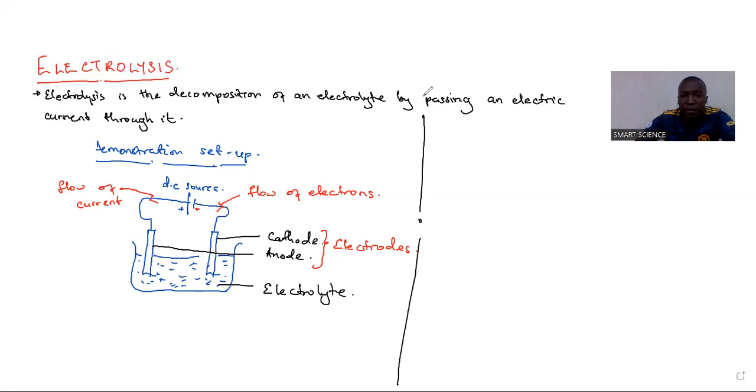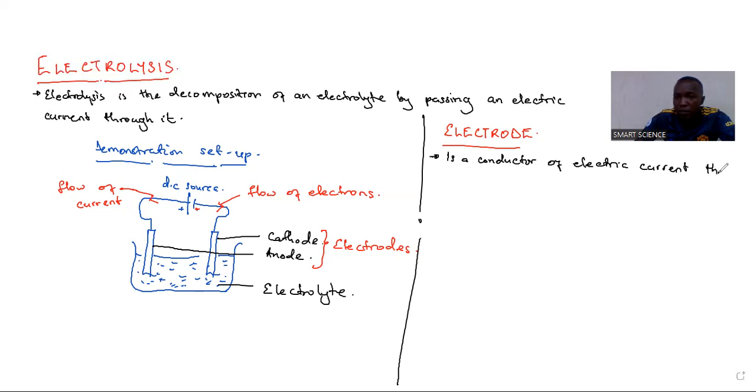Therefore, from this demonstration, we have new terms we are coming up with. The first term is an electrode. By definition, an electrode is a conductor of electric current that allows current to enter or leave the electrolyte.